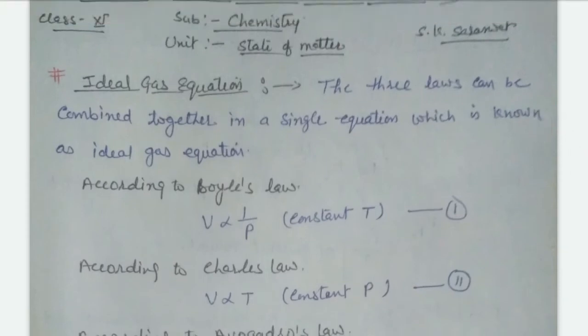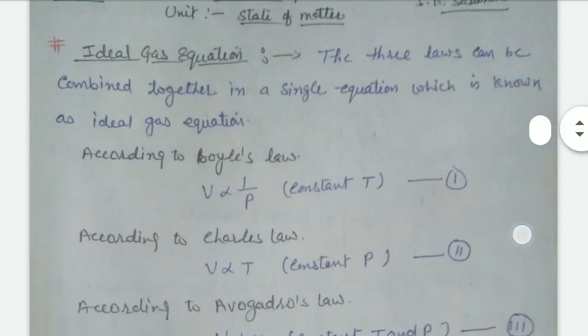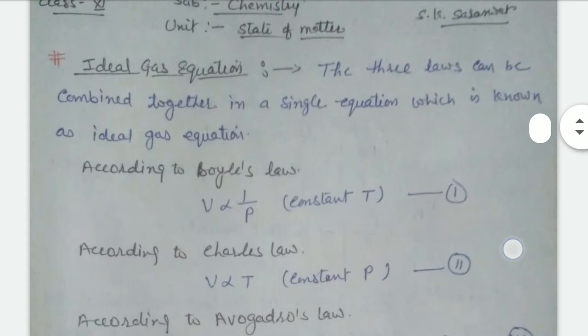Three laws, Boyle's law, Charles's law and Avogadro's law, combine to form a common equation. This equation is known as the ideal gas equation. Is it clear? Three laws, Boyle's law, Charles's law and Avogadro's law, combine to form a common equation. This is known as the ideal gas equation.